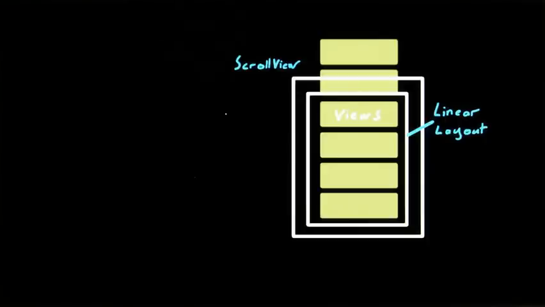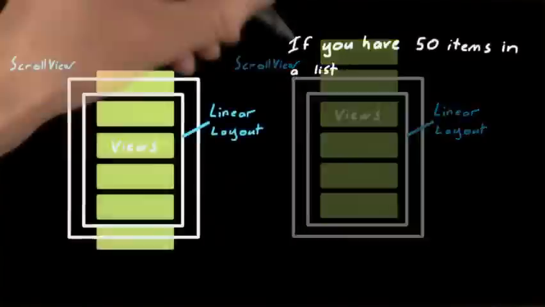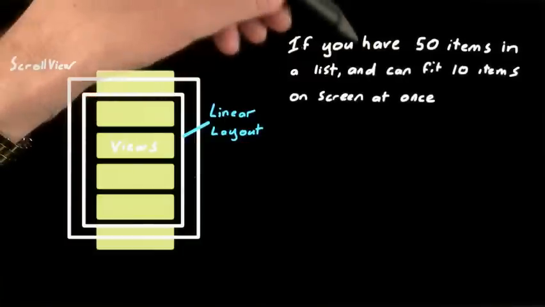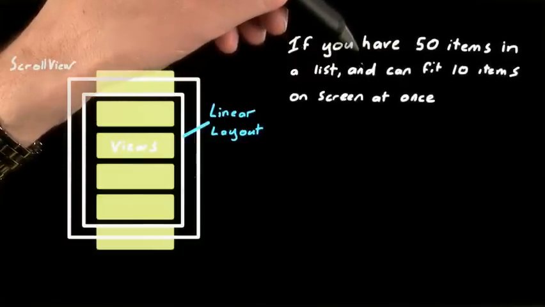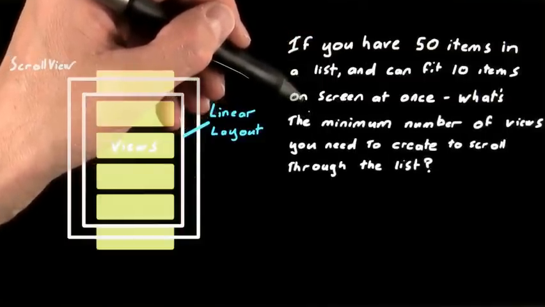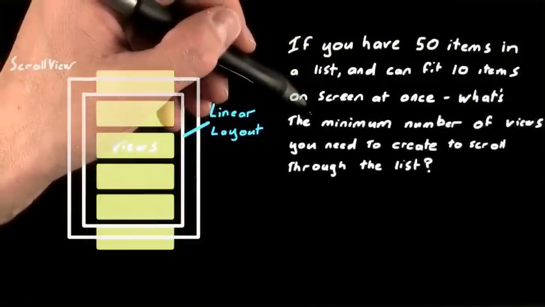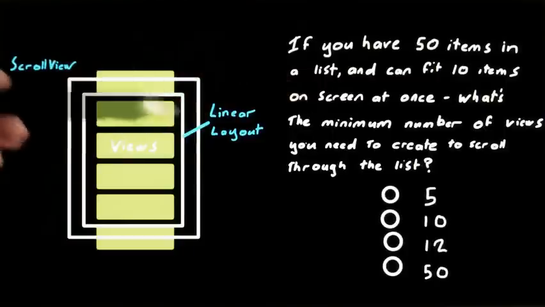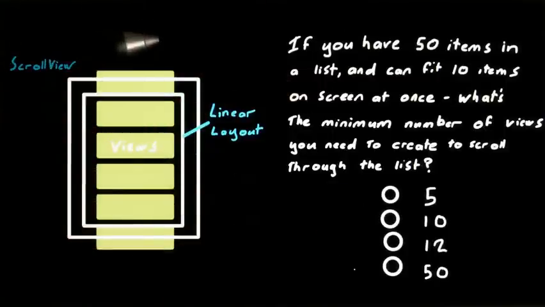But there's a challenge associated with that approach on a device with limited memory and where touch responsiveness is critically important. If you have 50 items in a list and can fit 10 items on screen at any given time, what's the minimum number of views you'd need to create in order to scroll through every item on the list? The answer might not be immediately obvious, but think about ways in which you can be more efficient in your use of the views used to display the entire list.